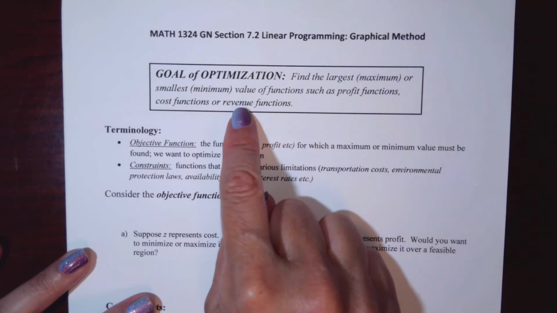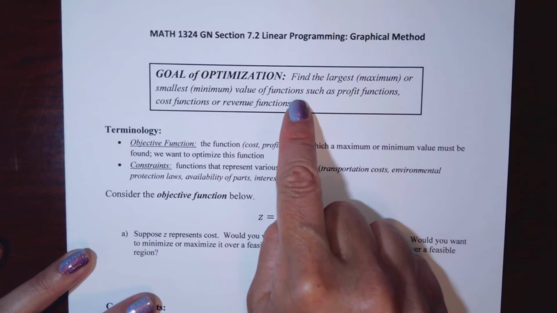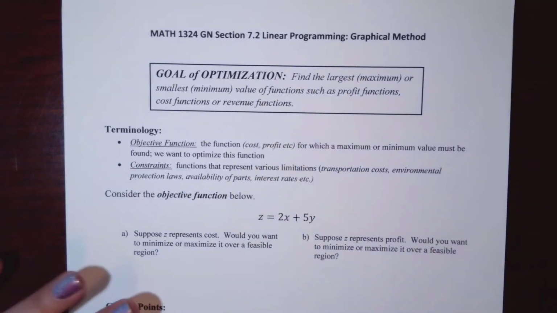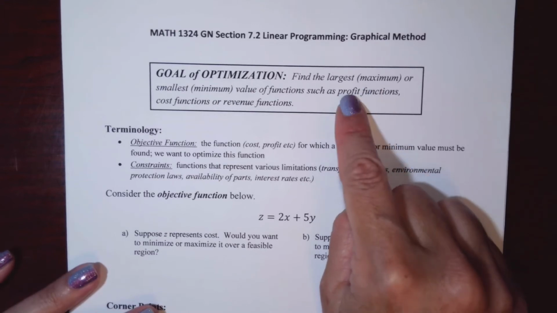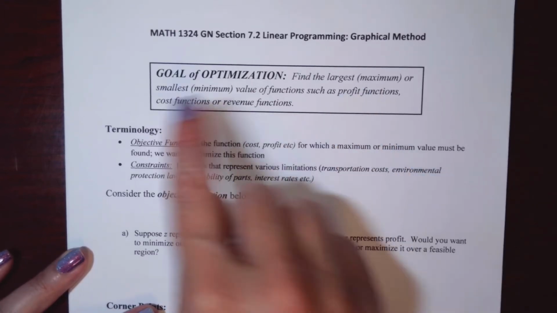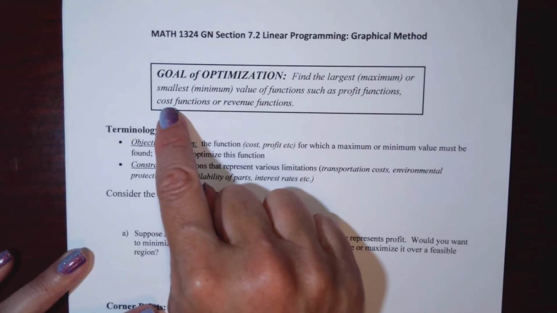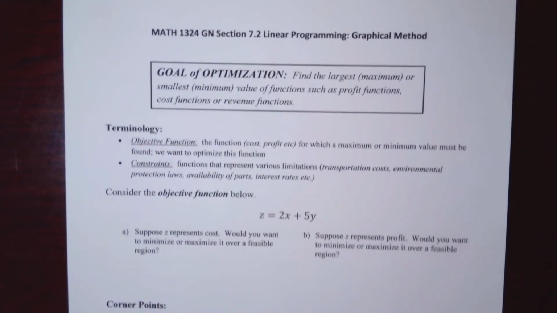So the goal of optimization is always going to be to find the maximum or minimum value of certain functions, such as profit, cost, or revenue. Now, some of these we want to maximize, some of them we want to minimize, right? Profit, for sure we want maximum profits, so that would be one we would want to maximize. Cost function, though, we are typically going to want to minimize our costs. And then revenue, that's bringing money in, so we're probably going to want to maximize revenue. So whether we're looking for a maximum or a minimum function value depends on which function we're working with.